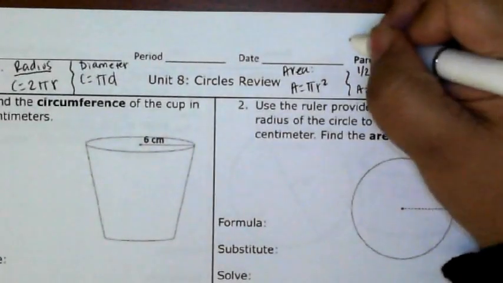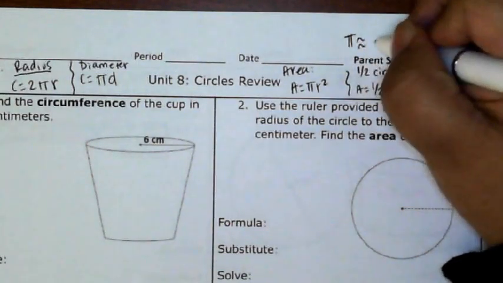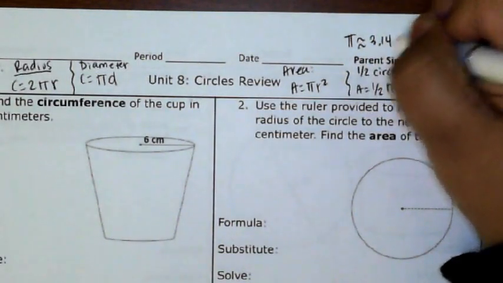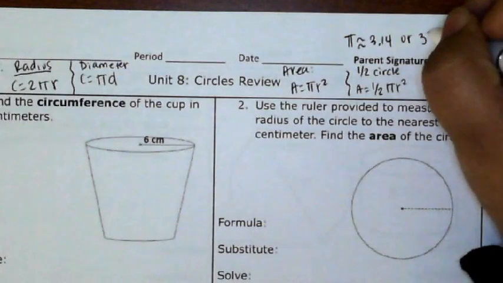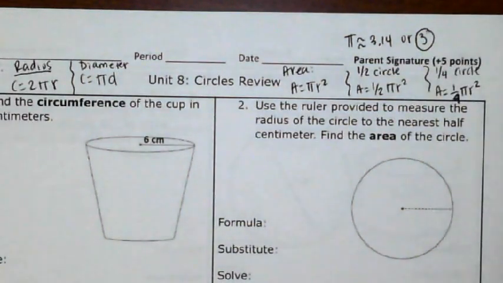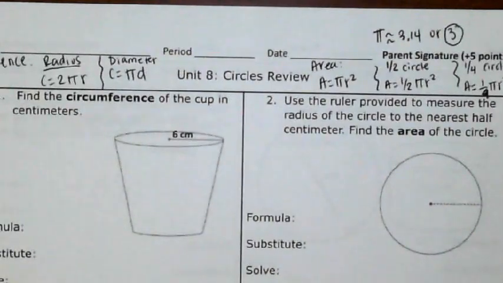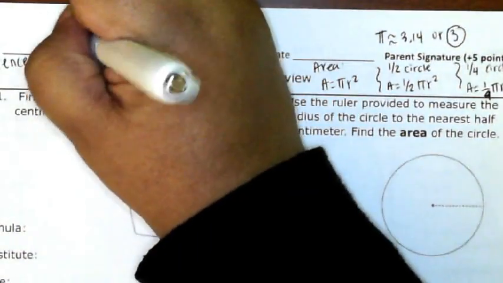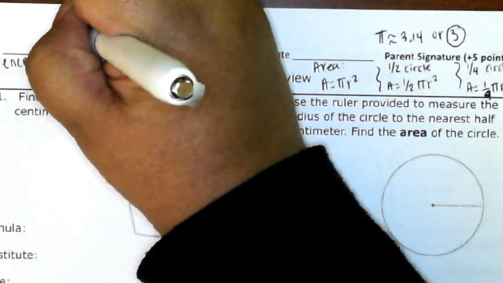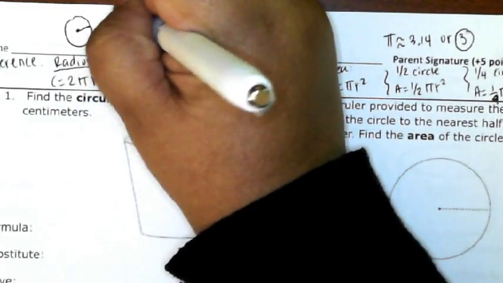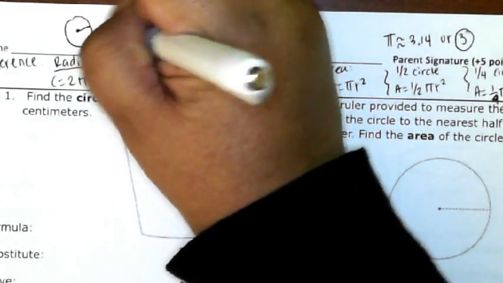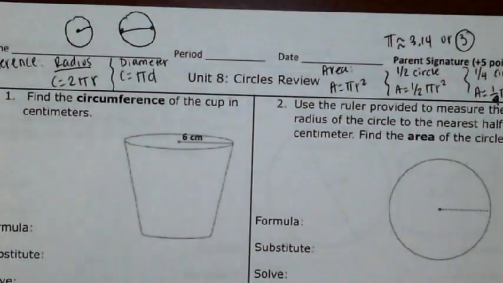Another thing you need to remember is that pi is approximately 3.14 or 3, and we like to use 3. I also need you to remember radius is going to be from the center to the edge. Diameter is going to be edge to edge.